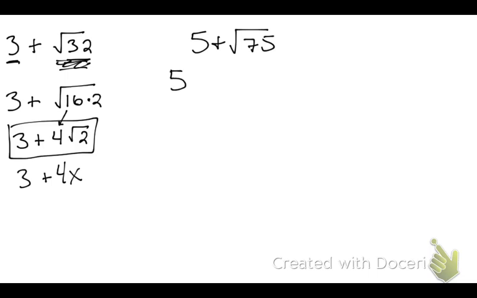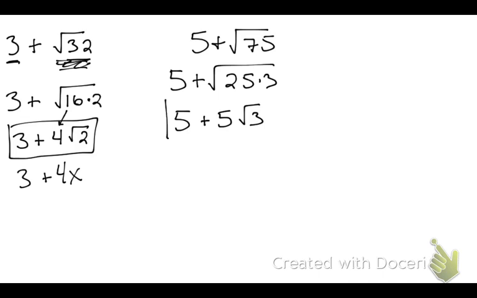Let's see how you did. You know that 75 is 25 times 3. And the square root of 25 is 5, so this is 5 plus 5 square root of 3. And these aren't like terms. So, there's my final answer.